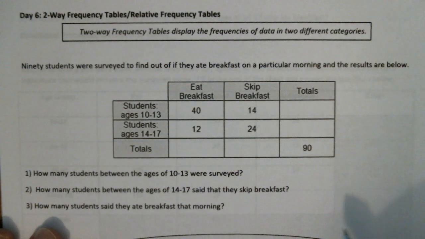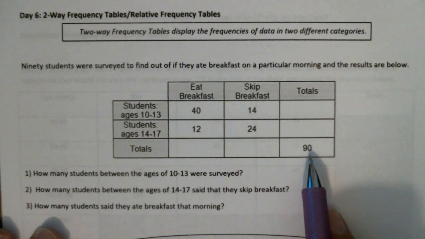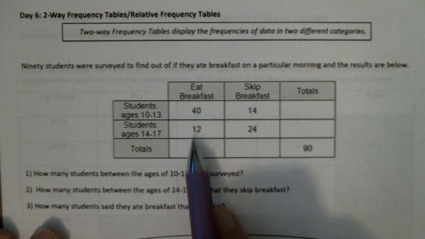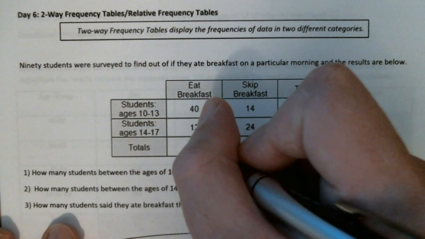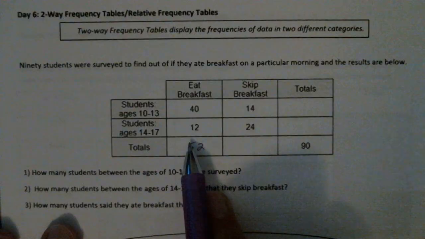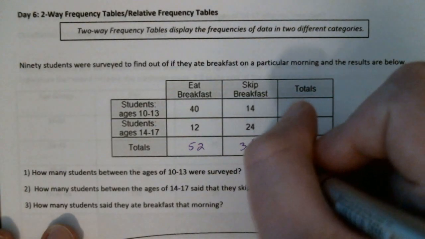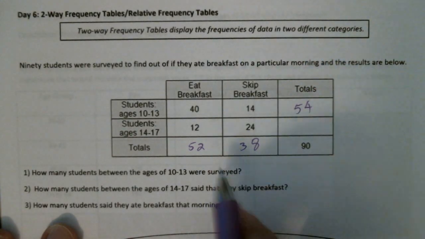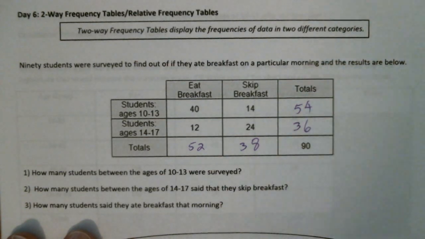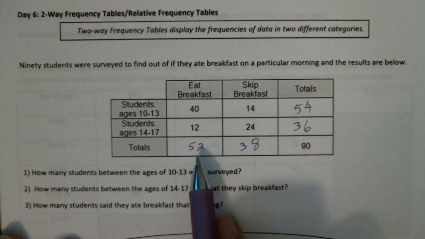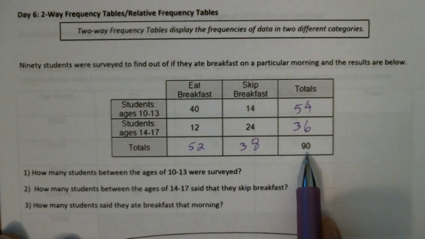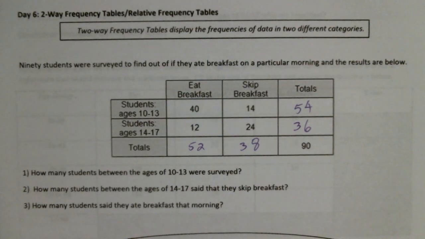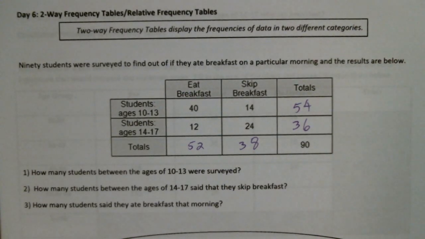So they have left parts of this table blank. So the totals are across the bottom, and in the final column there are 90. So we just need to fill in the rest of the chart. So I'll just add those two numbers together, 40 and 12. That's 52. For students that ate breakfast, add those together. That gives me 38. Add across in the row, 40 plus 14, that gives me 54. 12 plus 24, that gives me 36. And we always want to do a quick double check. Does 52 plus 38 equal 90? Yes, it does. Vertically, does 54 plus 36 equal 90? Yes, it does.